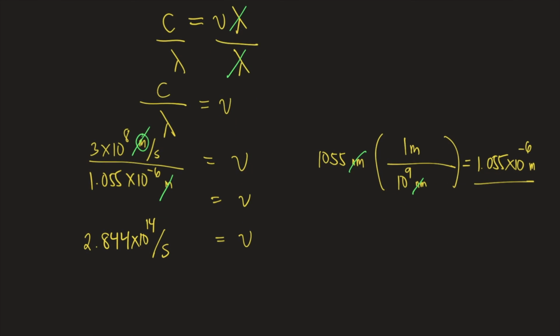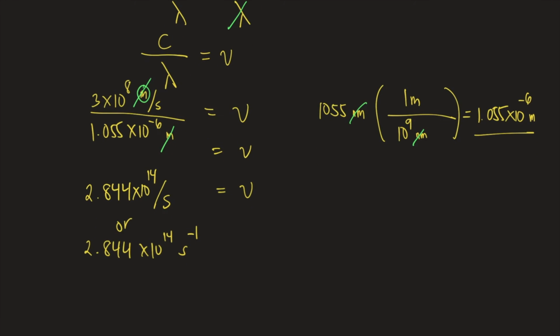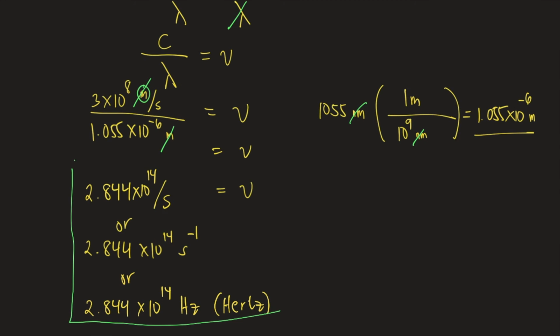Or you can write this as 2.844 times 10 raised to 14 second raised to negative 1. Or you can write this as 2.844 times 10 raised to 14 hertz. Second raised to negative 1 is also called hertz. And this is the answer to the question.